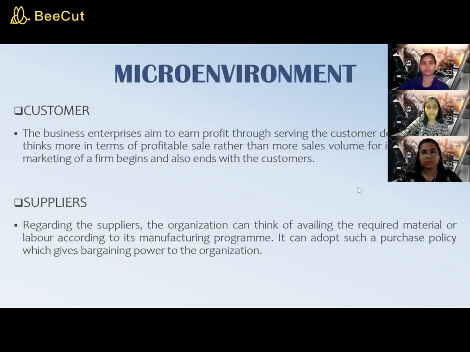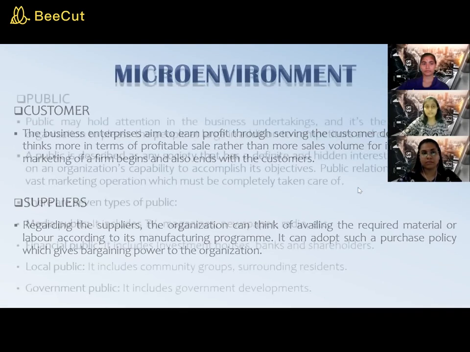Next, suppliers. Regarding the suppliers, the organization can think of availing the required material or labor according to its manufacturing program. It can adopt such a purchase policy which gives bargaining power to the organization.